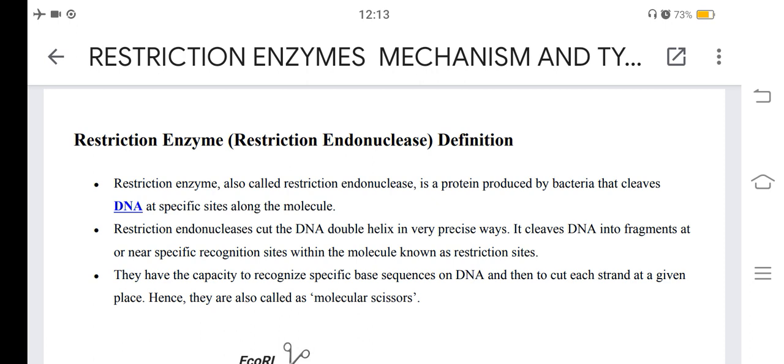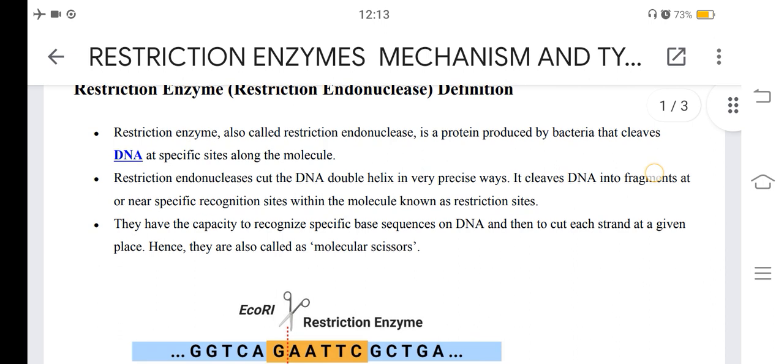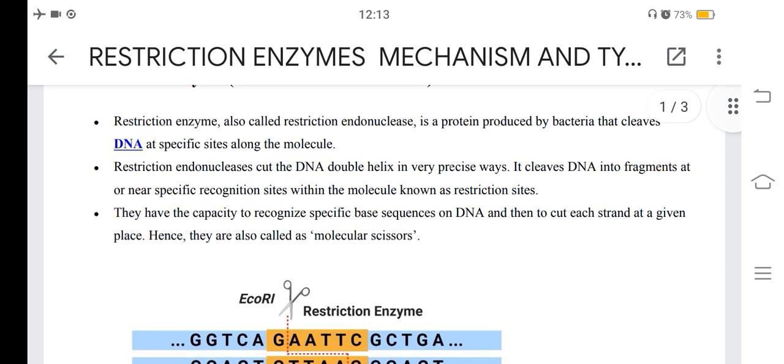A restriction enzyme, restriction endonuclease. Definition: restriction enzymes, also called restriction endonucleases, are proteins produced by bacteria that cleave DNA at specific sites along the molecule. Restriction endonucleases cut the DNA double helix in very precise ways. They cleave DNA into fragments at or near specific recognition sites within the molecule known as restriction sites.